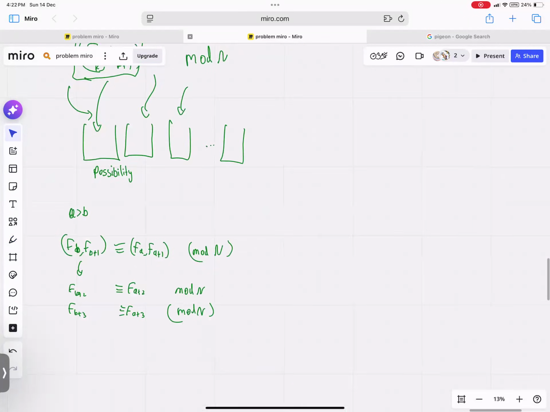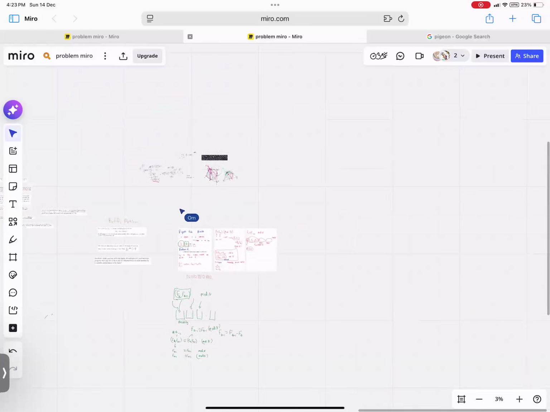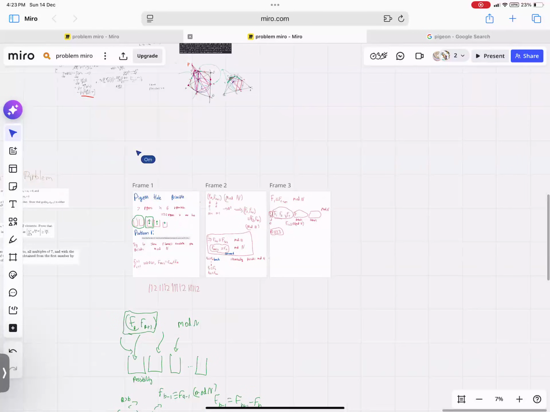So we know this one is equivalent to this one mod n, and we know this is true because of the definition of Fibonacci numbers. So from these two pairs, we get f of b minus 1 is equivalent to f of a minus 1 mod n. And then we just go back. Is that fine? Okay, nice.